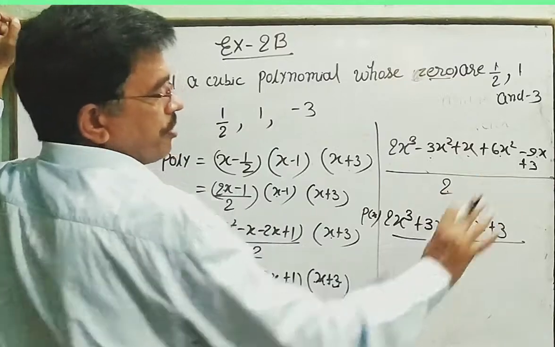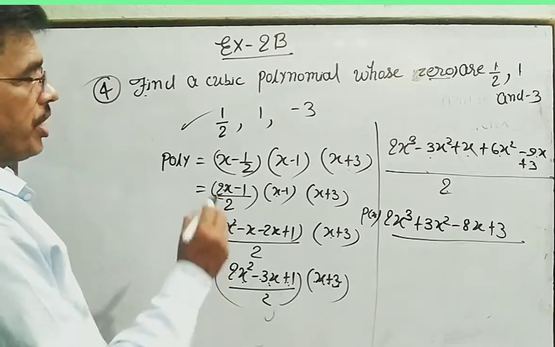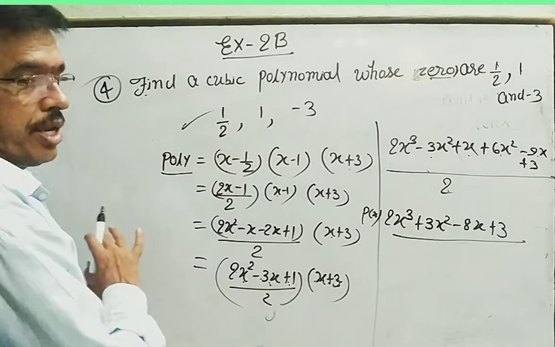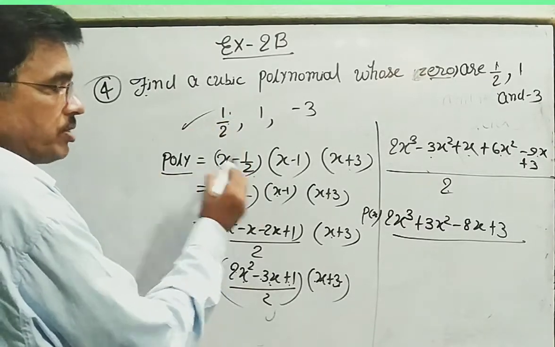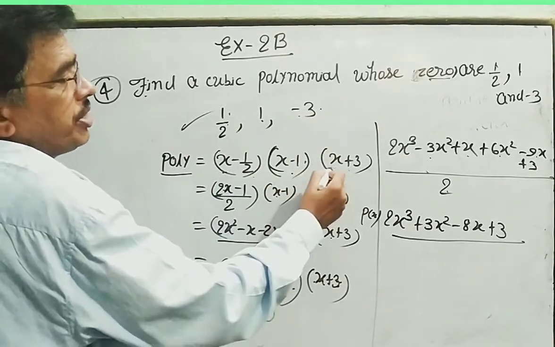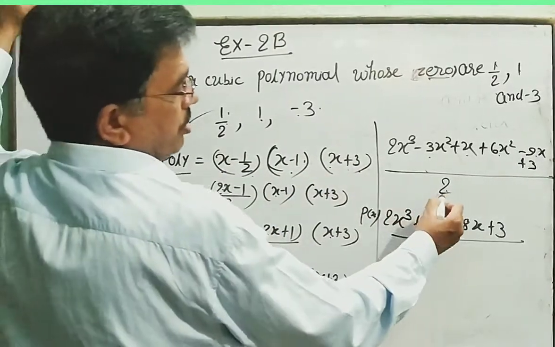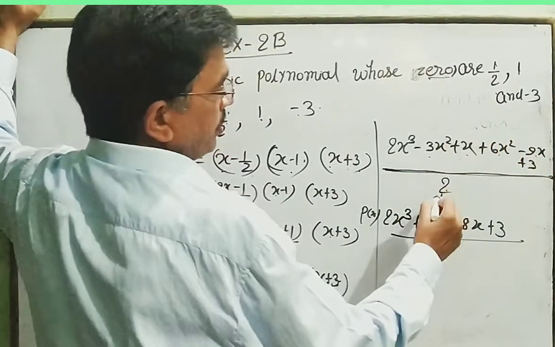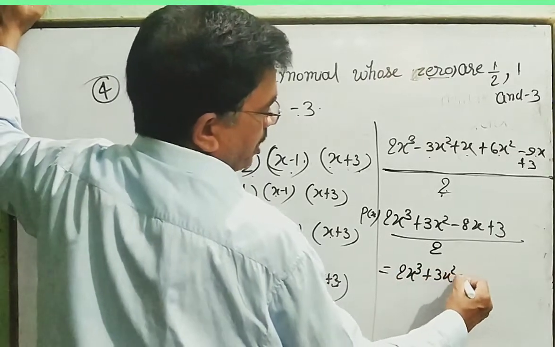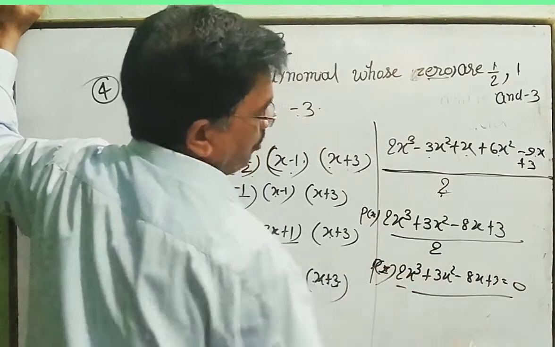Here 2 is common, so remove from here. But when 3 zeros are given, then you can find the cubic polynomial by the method of using the factors. If 1 by 2 is a zero, then x minus 1 by 2 is the factor. If 1 is the zero, then x minus 1 is the factor. If minus 3 is the zero, then x plus 3 is the factor. And multiply them with each other, then you get your solution. So your accurate answer is 2x cube plus 3x square minus 8x plus 3 is equal to 0. It is the polynomial of cubic.